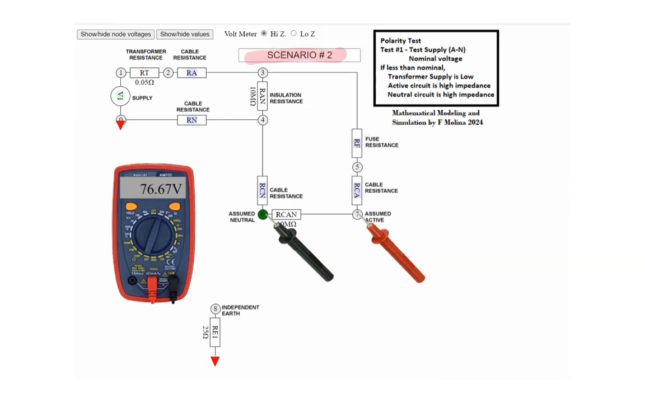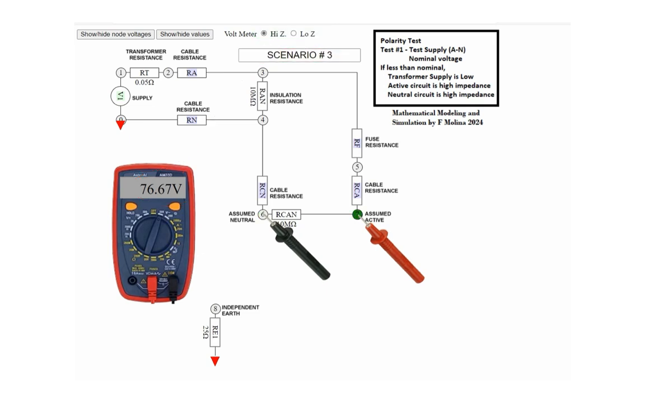In scenario 2, we measure 76.67 volts between the active and neutral wires. Let's analyze this using the low Z setting on the voltmeter. When we toggle to low Z, the voltage drops to nearly 0 volts. This indicates the presence of phantom voltage, meaning there is high impedance between the active and neutral lines.